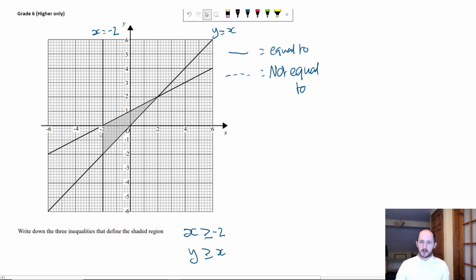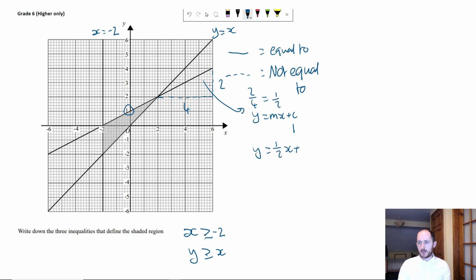And lastly, we have this line here. This one's a bit more of a pain to deal with because we actually need to work out the equation of the line. So what we're going to do is y equals mx plus c. I can read off what c is. It crosses at 1, so c is just 1. And m, well, I'm going to use a small triangle this size. So that goes up by 2, goes from 2 to 4, and it goes across by 4. So 2 divided by 4 is equal to 1/2. So that is y is equal to 1/2 x plus 1. And again, I ask myself, is the shaded region above that line or is it below?